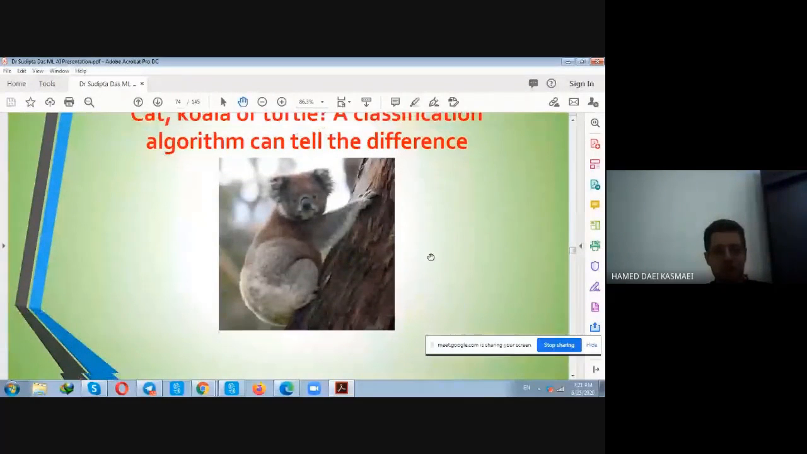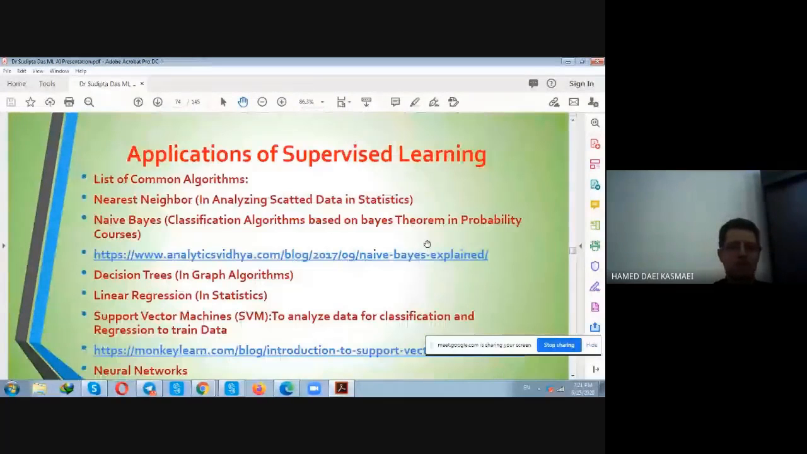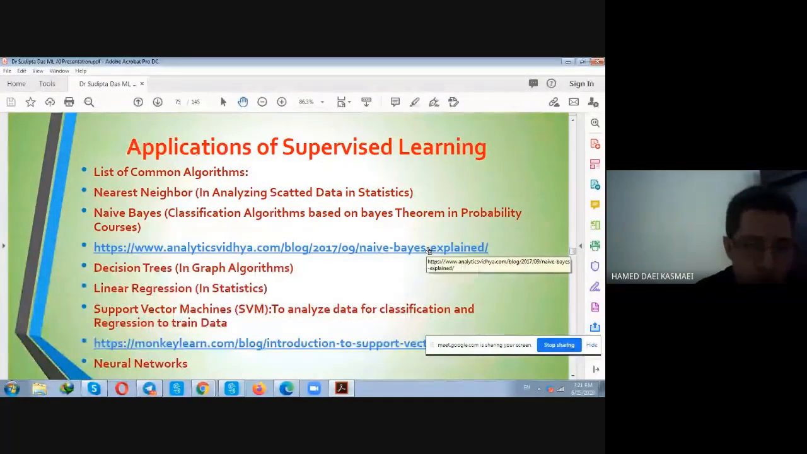This is a classification algorithm. Okay. Let me give more applications of supervised learning. A list of common algorithms: the nearest neighbors algorithm, used in analyzing scattered data in statistics.